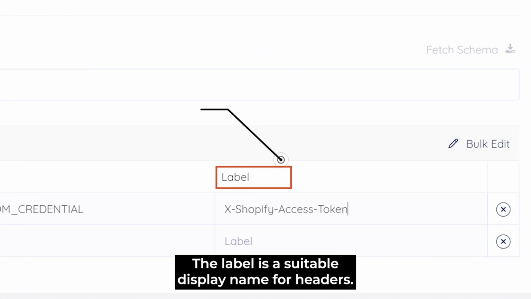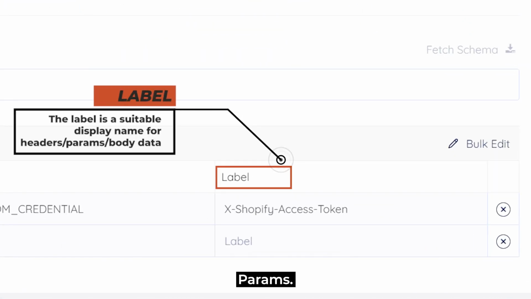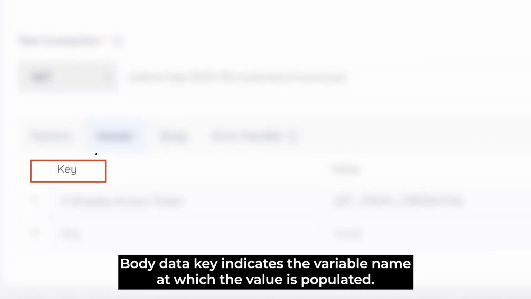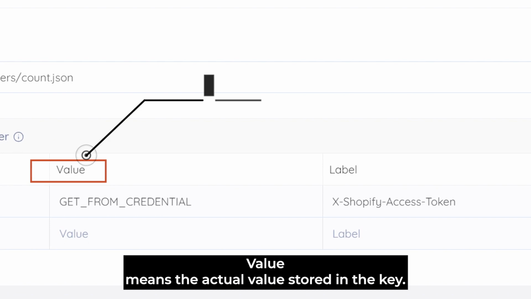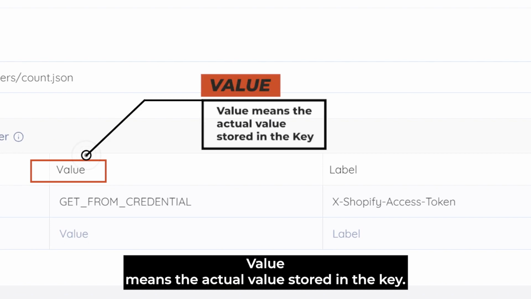The label is a suitable display name for headers, params, body data. Key indicates the variable name at which the value is populated. Value means the actual value stored in the key.